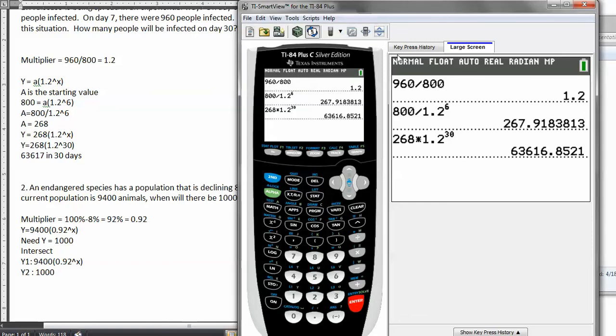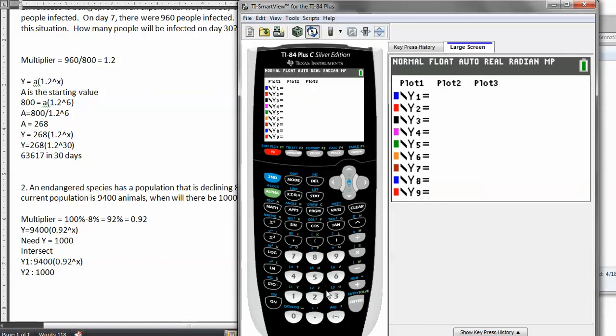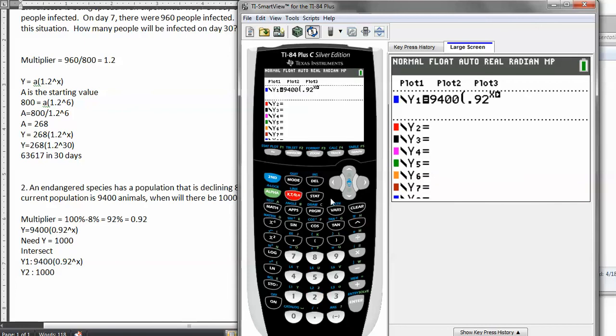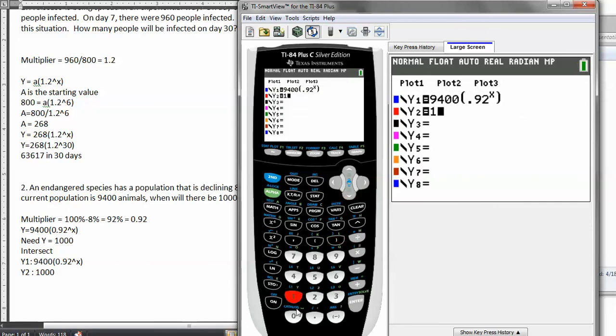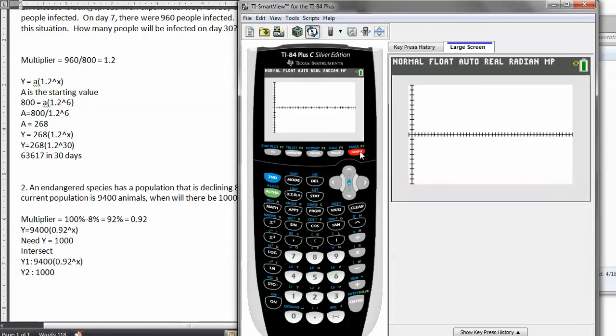So let's go to the calculator here. Y equals here. Fill in 9400 times 0.92 to the x power. So there's y1, y2 is 1000. We need to graph and find the intersection. The graph will not show very much right now because my window doesn't show the values needed. Notice we have 1000 maximum for the function we're looking for, and the 9400 it starts off with. We need to change the window.